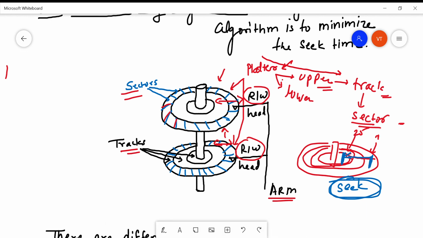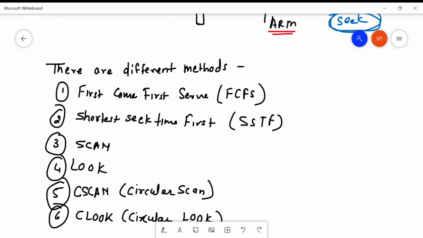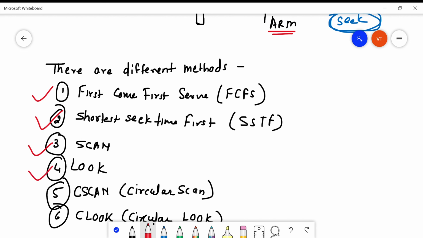There are different methods, different algorithms. First come first serve, FCFS, is the first algorithm. Second is shortest seek time first, known as SSTF. Then SCAN, LOOK, then C-SCAN, that is circular scan, and then C-LOOK, that is circular look. We are going to discuss each and every algorithm in detail with the help of numericals.